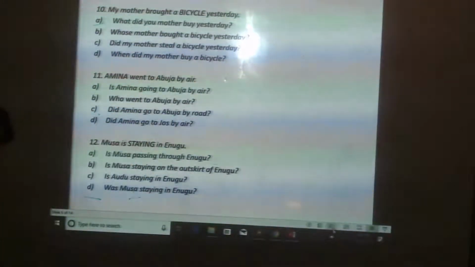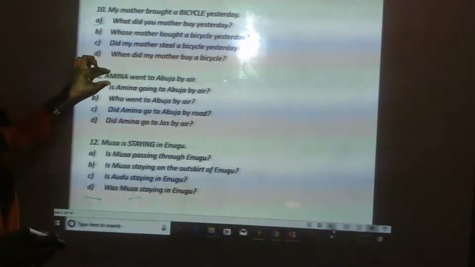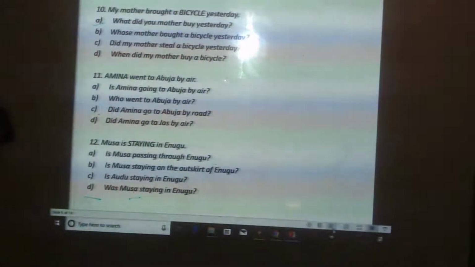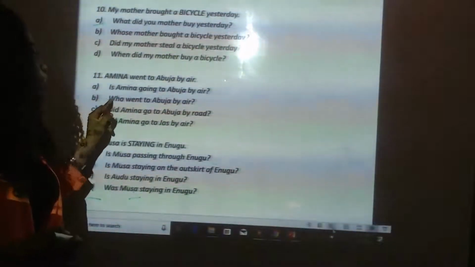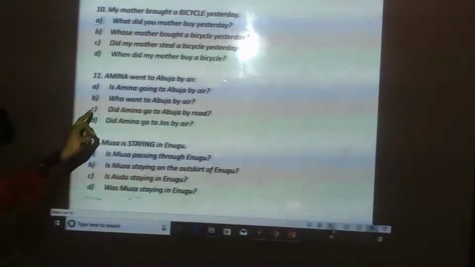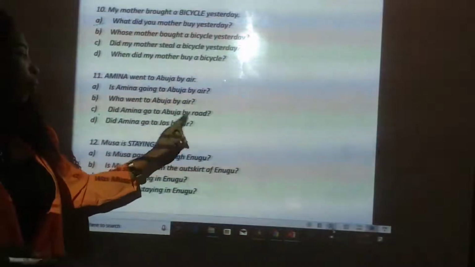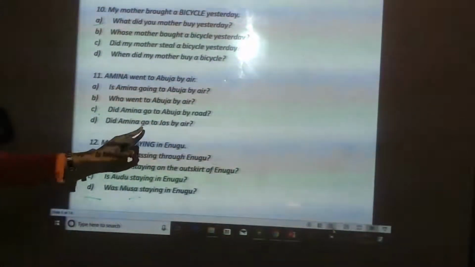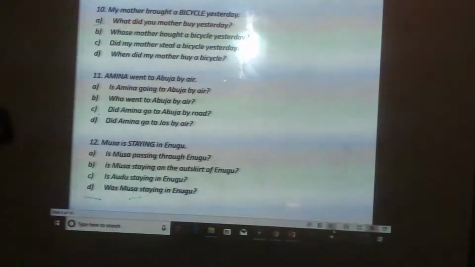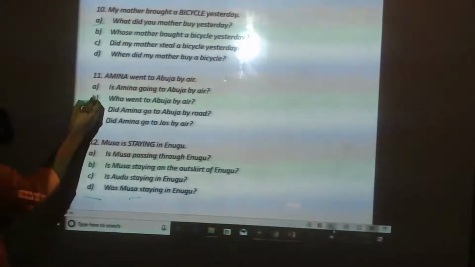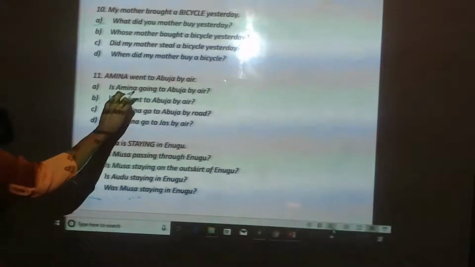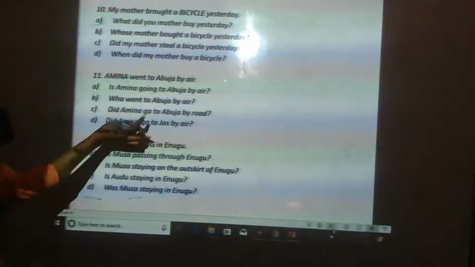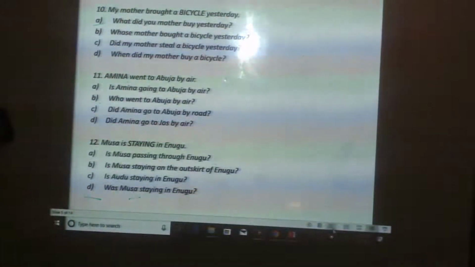Number 11, we have Amina went to Abuja by air. The emphasis is on Amina. So in A, we have, is Amina going to Abuja by air? B, who went to Abuja by air? C, did Amina go to Abuja by road? D, did Amina go to Jos by road? The right option is B. Why? Because it's asking the question, who went to Abuja by air? And the emphasized word is on who. Amina telling you who went to Abuja by air.